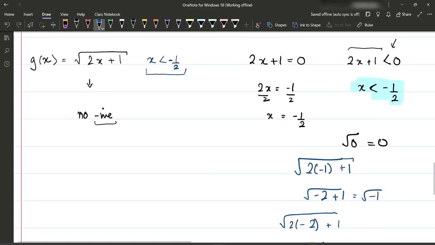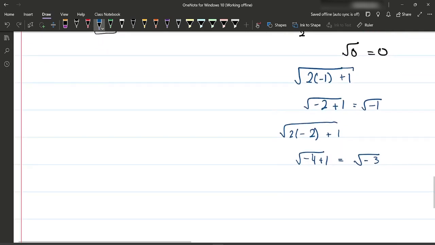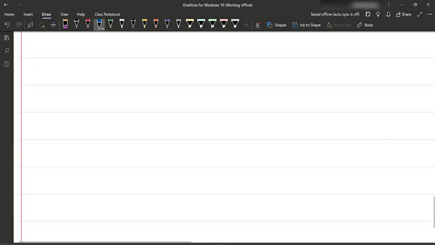Okay, so I think that is the domain of this function. You could also write x is also a part of all real numbers, because any x value greater than minus 1 over 2 is allowed. So we can add that in. So yeah, that is it for domain. Okay, let's move on to range.